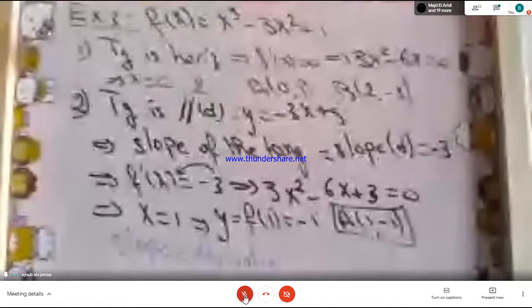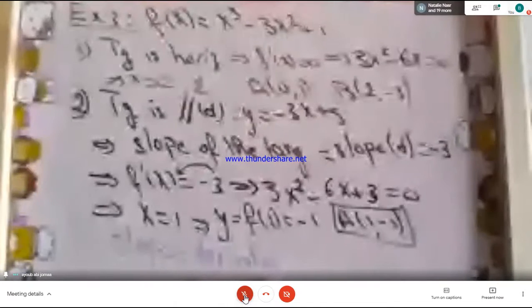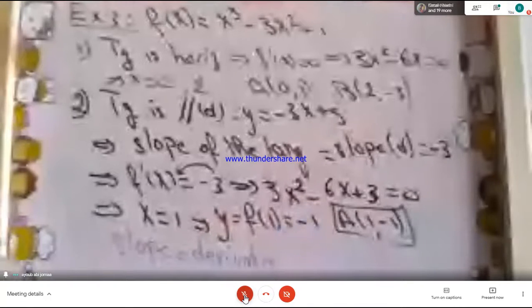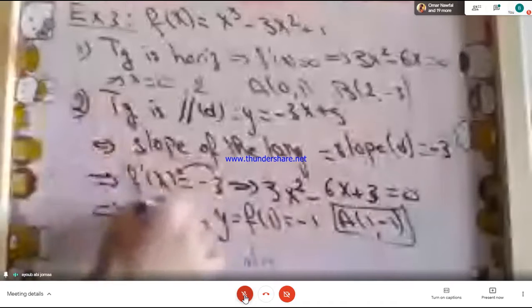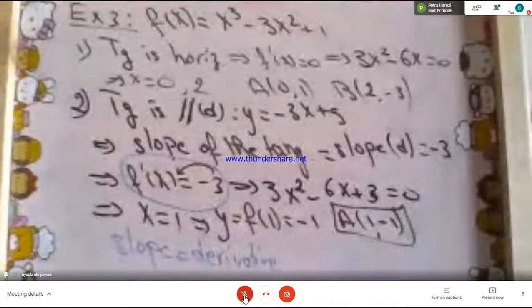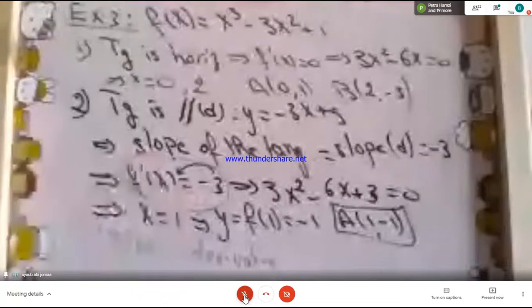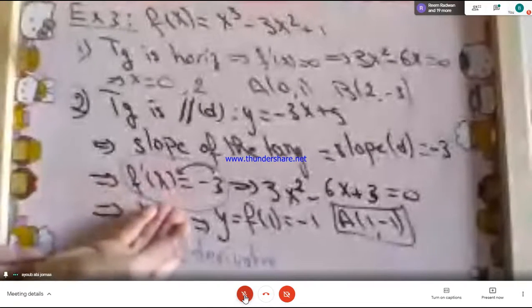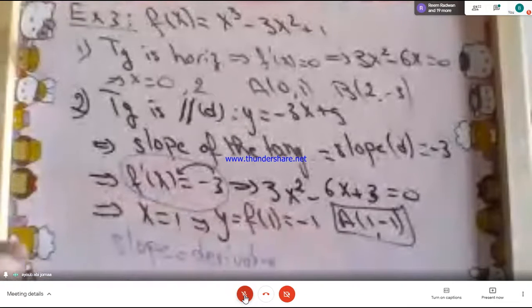Okay? From one side, it is the derivative. From the other side, it is equal to negative 3. So for that reason, I wrote this equation, f prime of x is equal to negative 3. Now, this is an equation. Solve it and find the value of x.